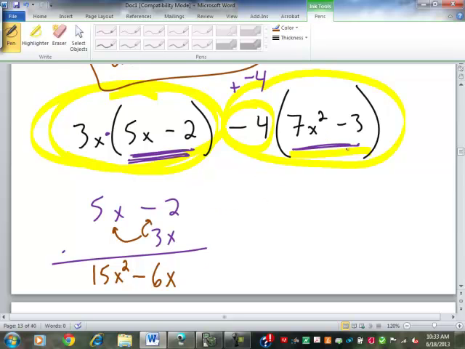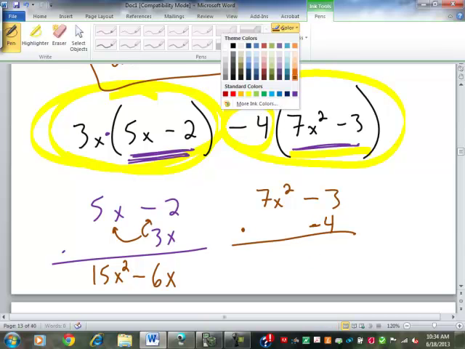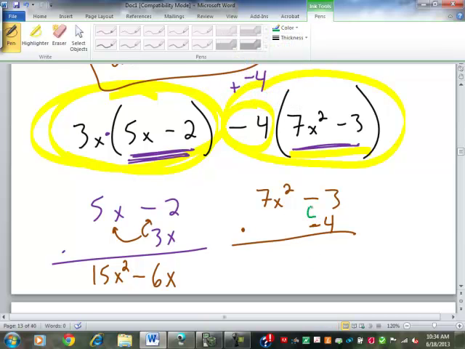Now over here we got the same thing. 7x squared minus 3, but I'm going to multiply not by 4, but by negative 4. So now negative 4 times negative 3 is positive 12. Negative 4 times 7x squared.